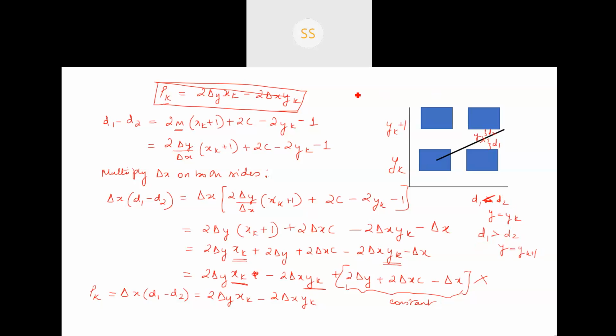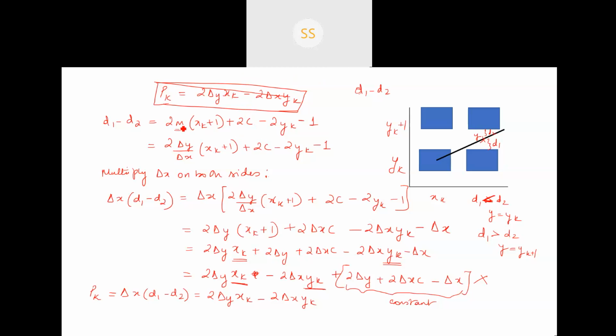So how do you find that? We normally do d1 minus d2, and then we see whether this particular difference value is less than 0 or greater than 0. And for that, I need the slope of my line. I plot it with the first point, that is xk, yk, and then I find what my d1 equation is, what my d2 equation is. In my d1 and d2, I replace the value of my y.